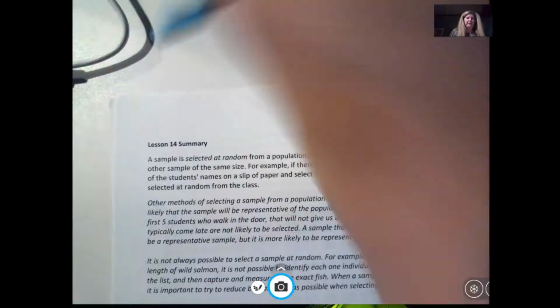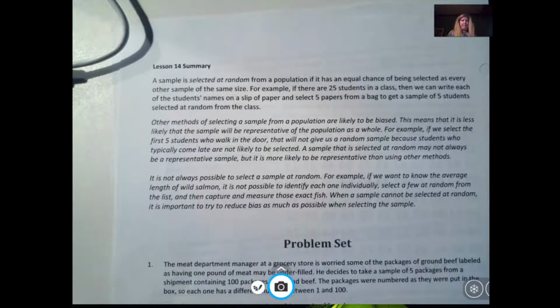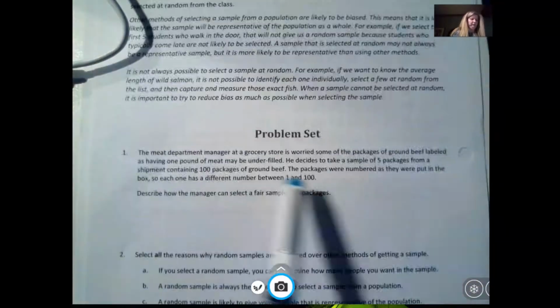Okay, we're going to look at the Lesson 14 problem set. So here's the summary, and here's our first problem.